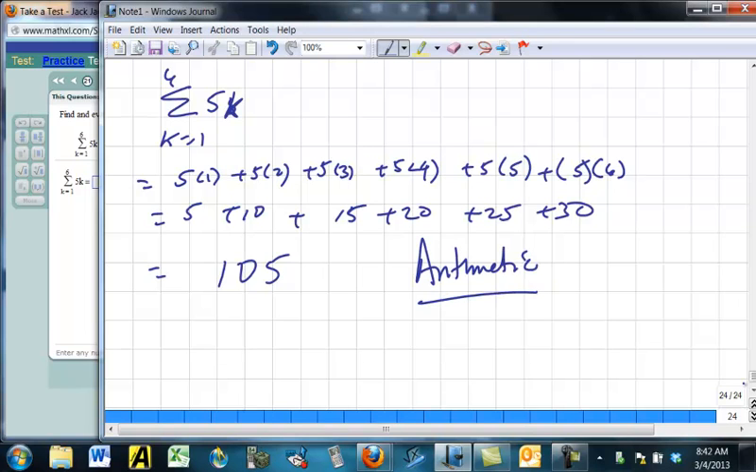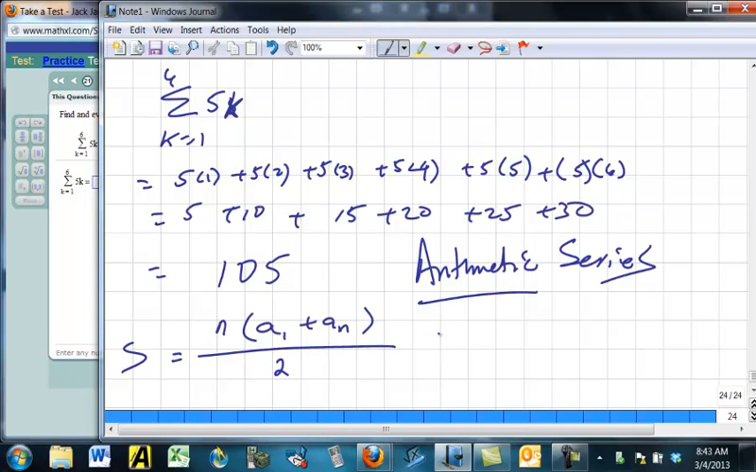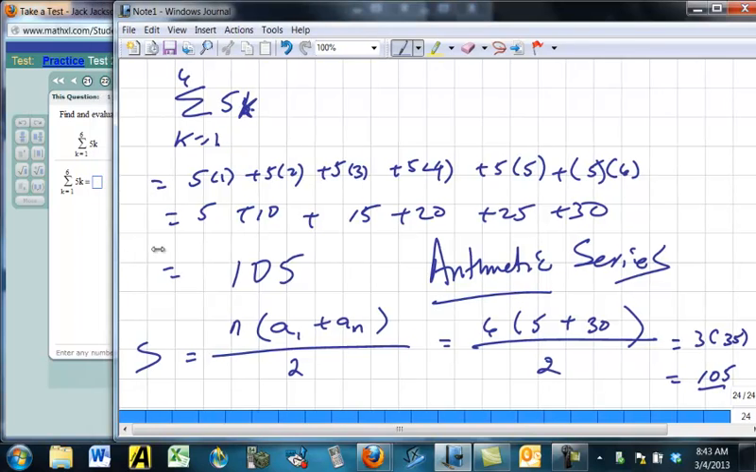So if it's an arithmetic series, because we're adding it up, we can use this formula that says take the first term plus the last term, add them up, multiply by how many terms you have, divide by 2, that's going to be our sum. So if you notice, we have 6 things here. The first one is plug in the 1, 5 times 1 is 5. The last one, plug in 6, 5 times 6 is 30. And this should work as well. 6 divided by 2 is 3, and this is 3 times 35, also 105. So 105 either way you go.